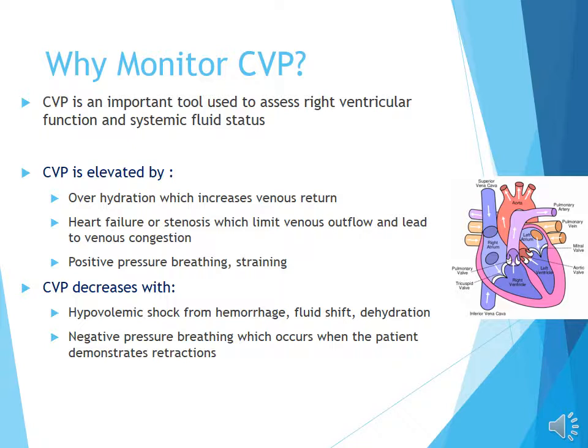CVP decreases with hypovolemic shock, so low volume, so if they're hemorrhaging, dehydrated, hypovolemic shock from fluid shifts. Negative pressure breathing is another thing that CVP decreases with, but again, that's just normal from the patient's breathing pattern.